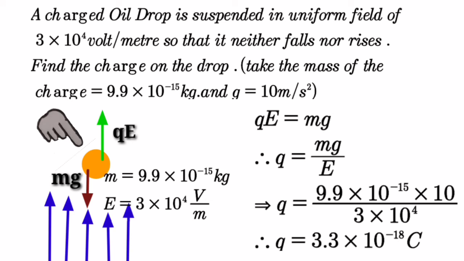Therefore, we can write electrostatic force QE is equal to force due to gravity, which is equal to mg. Therefore, QE is equal to mg. Therefore, we get Q is equal to mg by E, which gives 3.3 into 10 to the power minus 18 coulomb. Therefore, the charge on this oil drop is equal to 3.3 into 10 to the power minus 18 coulomb.